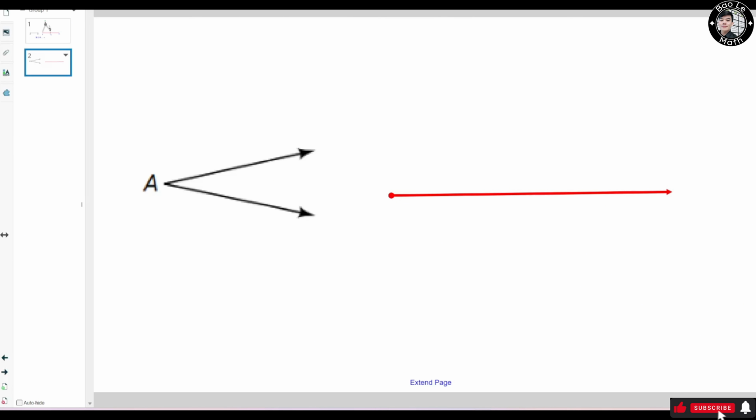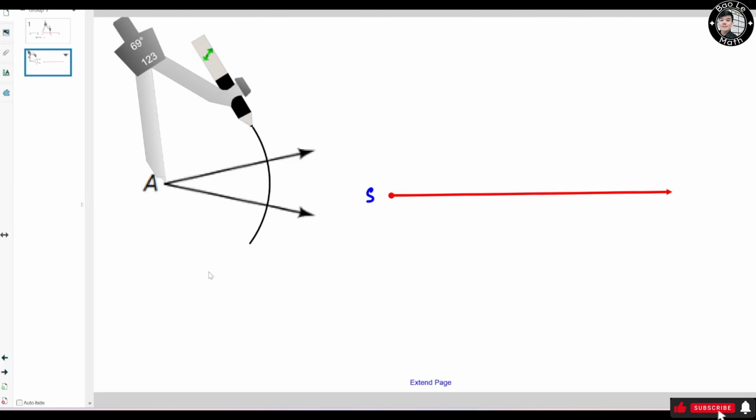Alright, now step number 2, we're going to bring up the compass. We're going to open the compass. We're going to put the compass needle at point A. We're going to draw an arc. This arc intersects two rays right here at point B and point C. Now step number 3, with the same compass setting. Alright, so this one is the compass setting, don't change it.